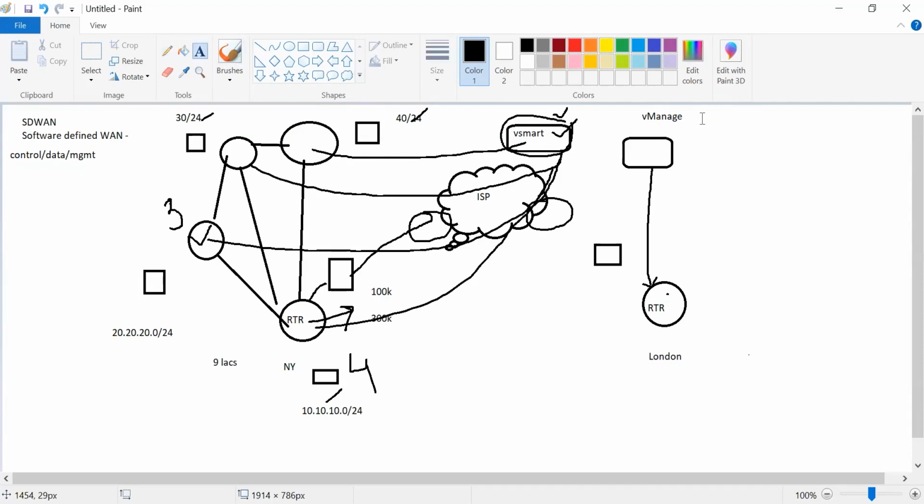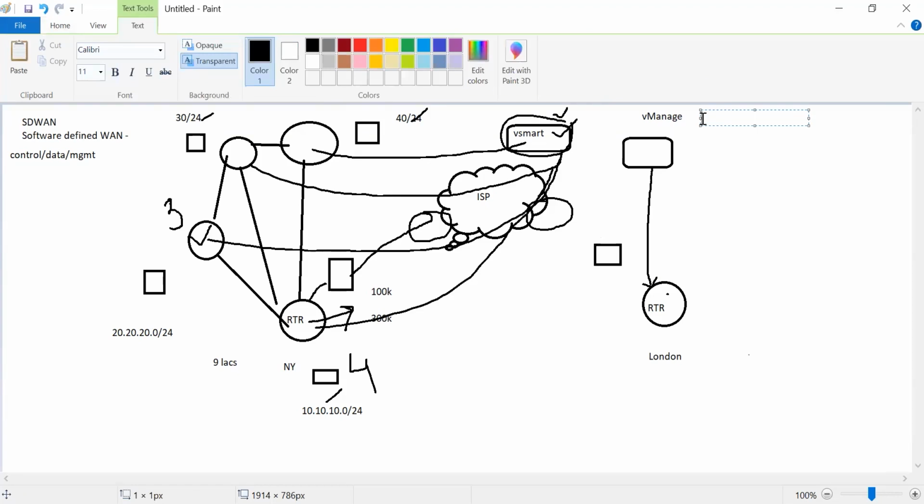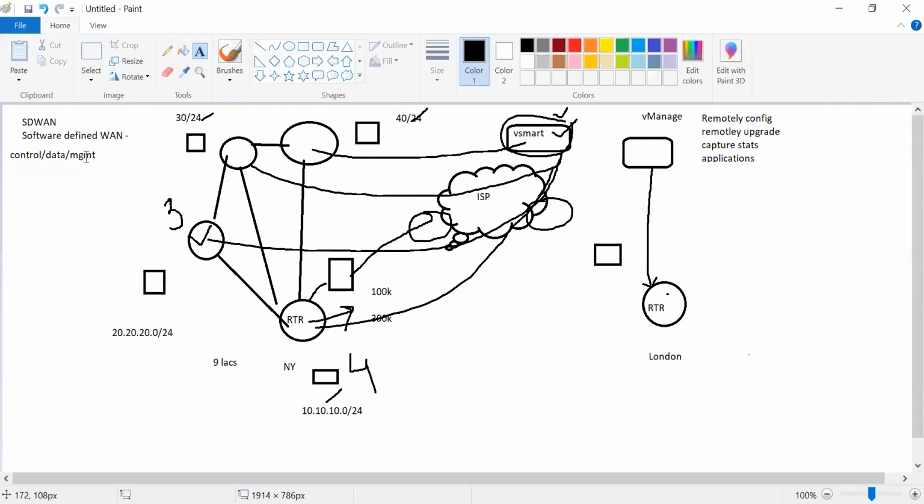So what all things can we do with vManage? We can remotely configure the devices. We can remotely upgrade. We can capture the statistics, utilization, CPU, alarms, etc. What all commands we configured, utilization between the sites, site utilization based on the application, right? So we are totally segregating the management plane as well, and it is exclusive and independent of other components.